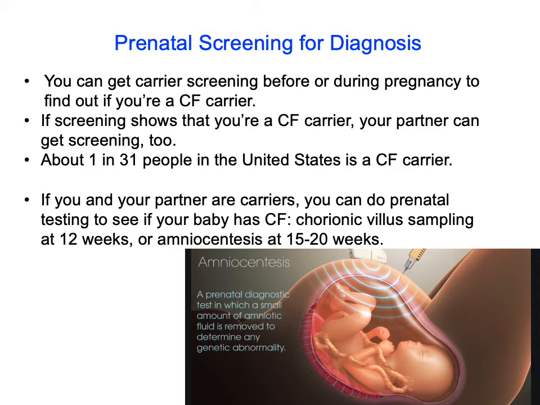And you can do this in 2 different ways: either chorionic villus sampling, which can be done at 12 weeks, and that's assaying the tissue of the placenta, or amniocentesis, which can be done at 15 to 20 weeks. And that's a diagnostic test where a small amount of amniotic fluid is removed. You can see that long needle inserted into the mother, and then that fluid can be tested to see if there's a genetic abnormality.